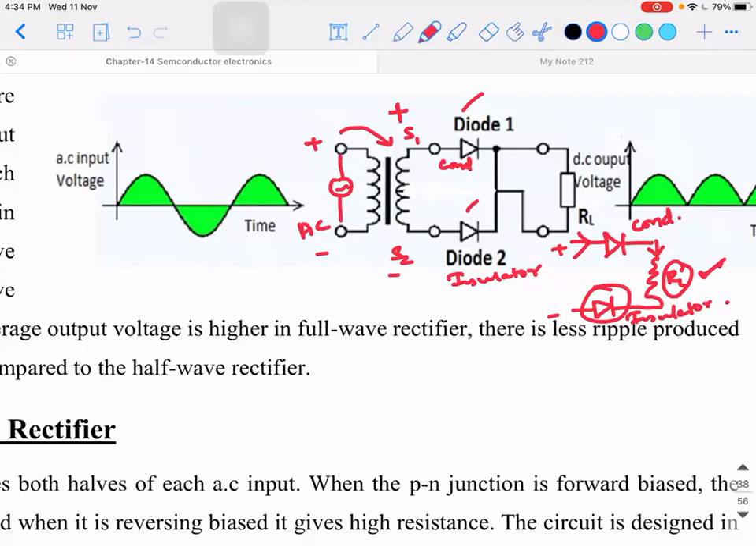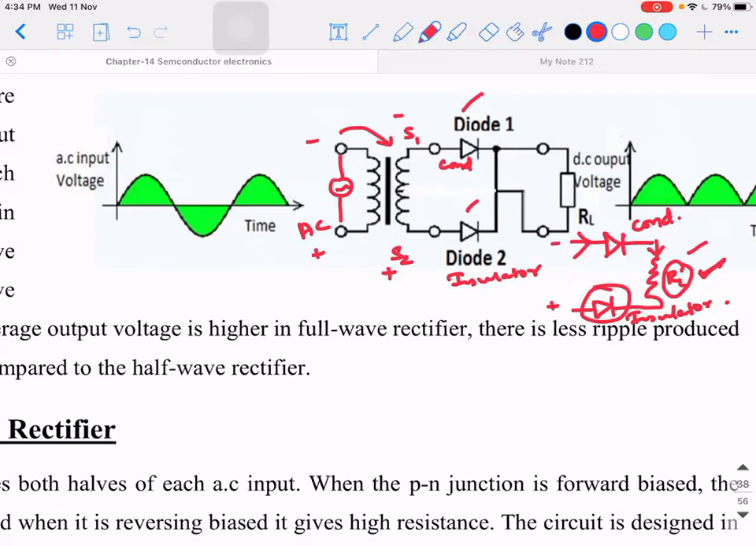Okay, let's look at the reverse scenario. During the negative half of the cycle, what would have happened? This will be negative and this will be positive. So the same negative appears here and positive appears here. Now, what about diode 1? Reverse biased, and diode 2 is forward biased. So diode 1 is acting like an insulator and diode 2 is acting like a conductor. Again, if I connect the load resistance here, will this be able to conduct? Still, you will fail to find the output here.